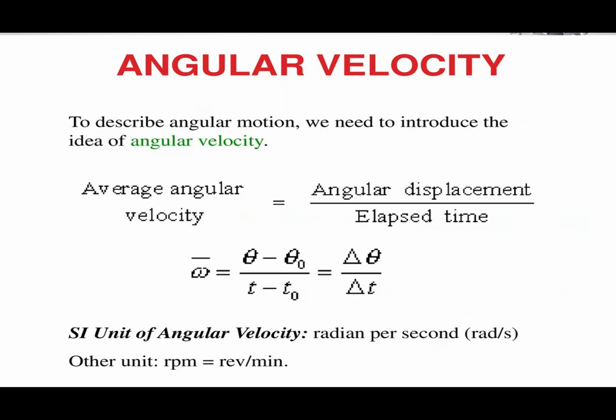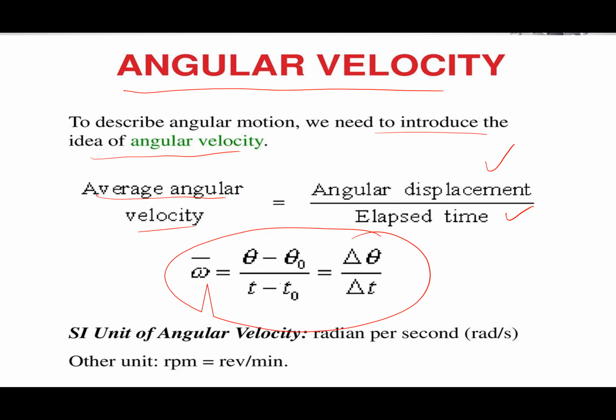Now, the explanation of angular velocity. To describe angular motion, we need to introduce the idea of angular velocity. Average angular velocity is angular displacement divided by time. Now angular velocity omega is equal to del theta divided by del t. So the SI unit of angular velocity is radian per second. Revolution per minute is also a unit.